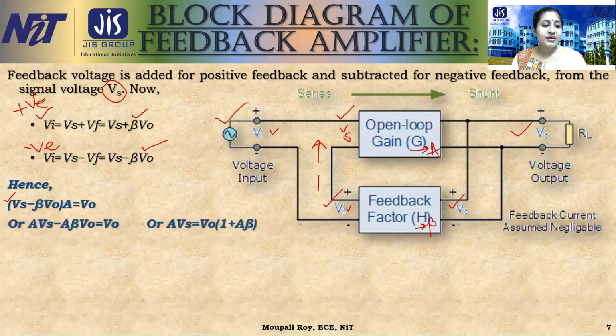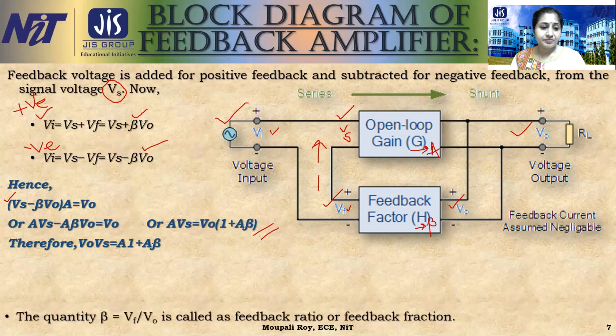From this we can write A Vs minus A beta V0 is equal to V0, or A Vs is equal to V0 into 1 plus A beta. So that is the equation for the amplification factor. Therefore we can write V0 by Vs is equal to A by 1 plus A beta.